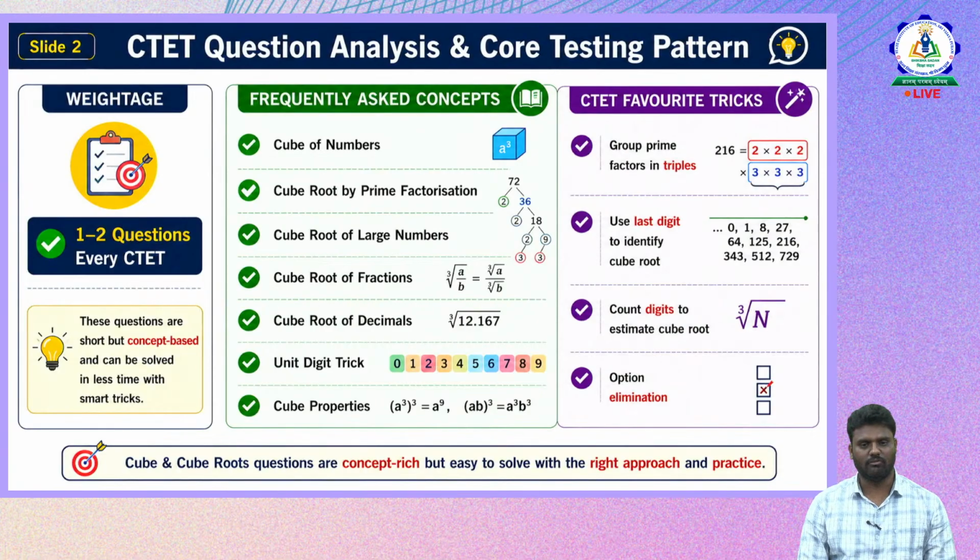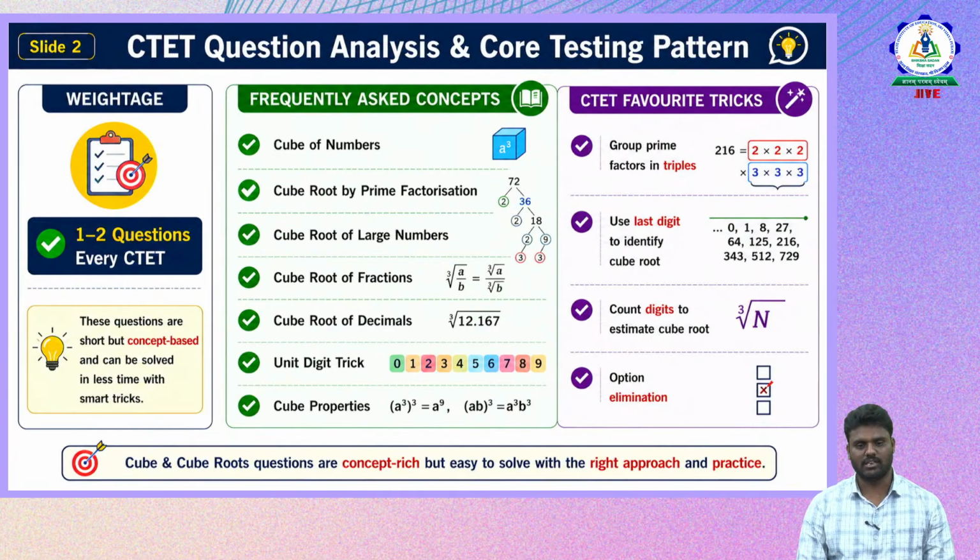What are the concepts involved in this unit? The cube of numbers, cube root by prime factorization, and the cube root of large numbers. When they give large numbers, how do we identify the cube root through the prime factorization method? Then the cube root of fractions, when they give the questions in the form of fractions and ask us to find the cube root of the given fraction. And then the cube root of decimals. When they give the question in the form of decimals and ask us to identify the cube root, how do we solve it?